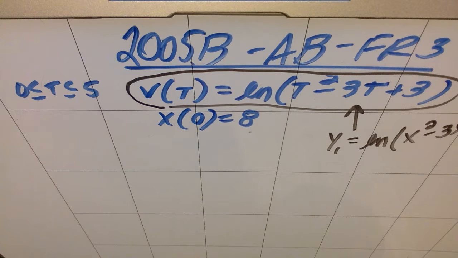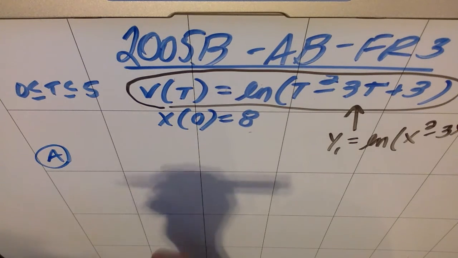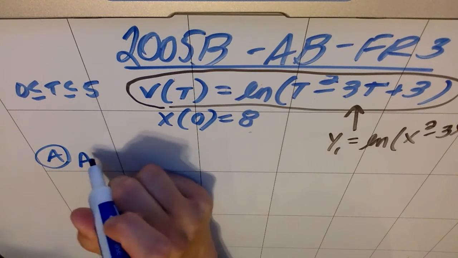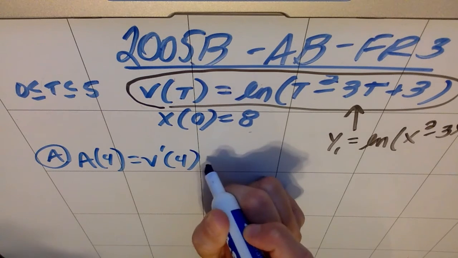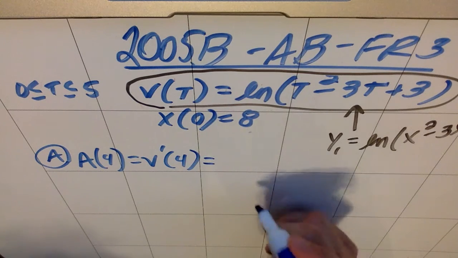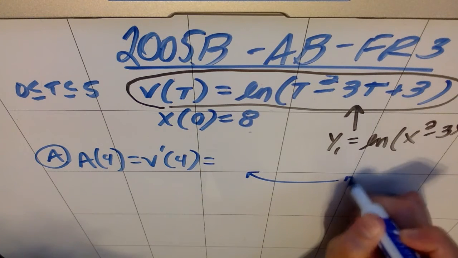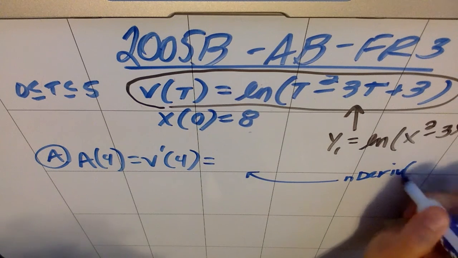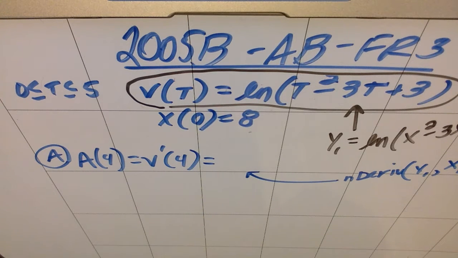Part A, find the acceleration of the particle at t equals 4. This is actually one you could do pretty easily by hand, but there's not really an incentive to do it. So a of 4 is the same as v prime of 4, which you can make your calculator do. You would do math 8, which is nDeriv, y1 with respect to x at 4. If you did that, you're going to get a decimal, and the decimal's not wrong.